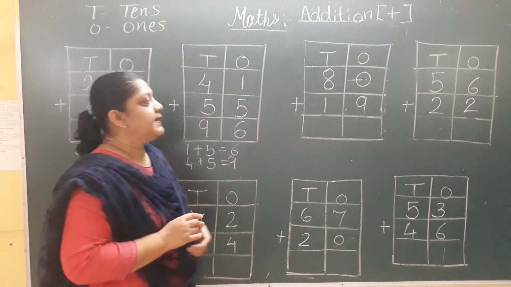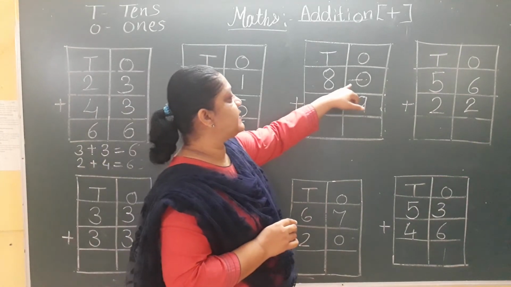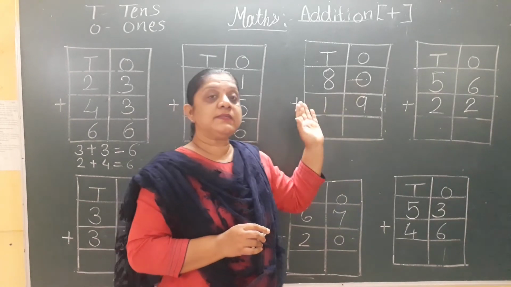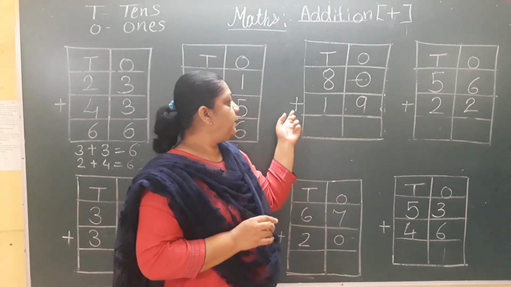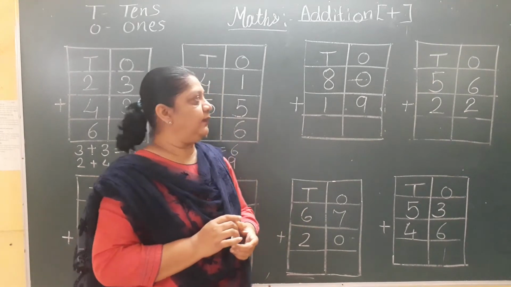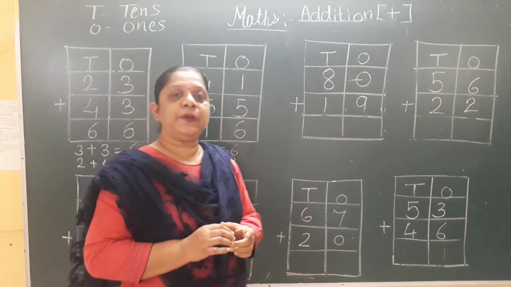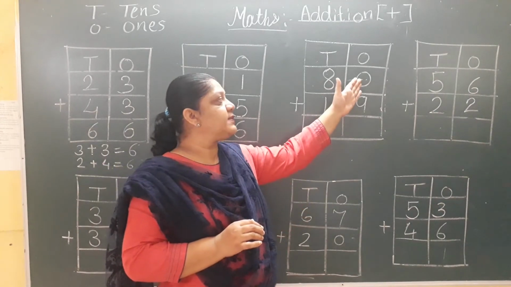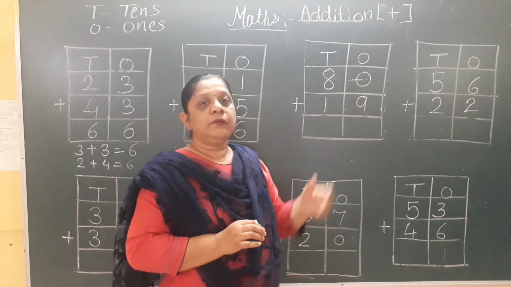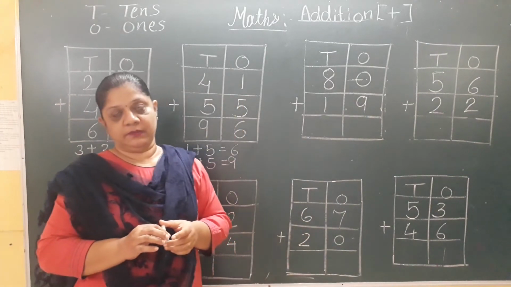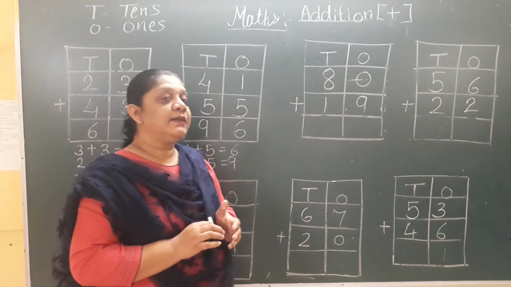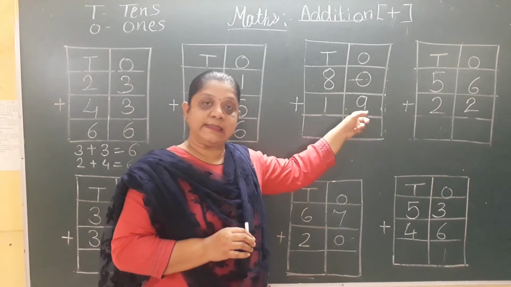Now see the next example. 8 tens and 0 ones means 80, plus 1 ten and 9 ones means 19. Students, you just keep in your mind, when we add 0 to a number, we get the same number. The answer is the number itself.